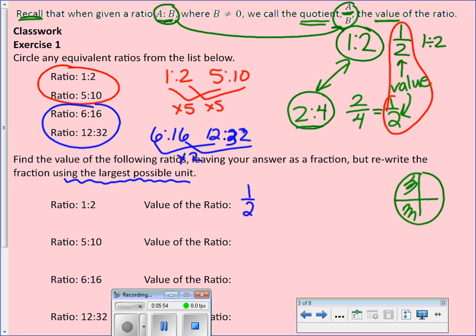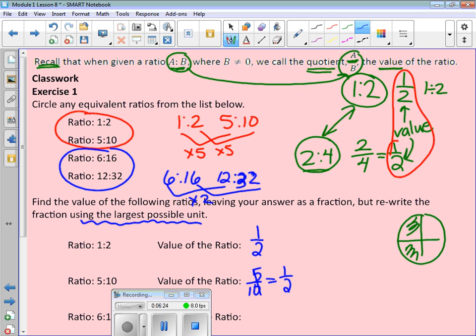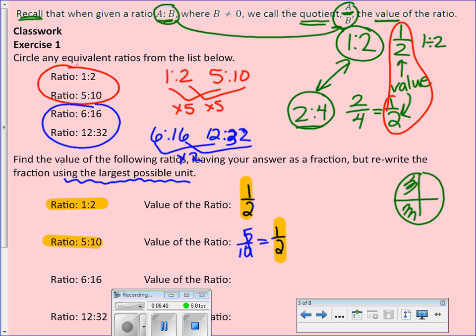So now, what is the value of the ratio of 5 to 10? How do we write the value? As a fraction. So what is my fraction for 5 to 10? 1/2. Oh, you just jumped right ahead. It's 5/10, but that's not how we want to write it. We want to write it as 1/2. But wait a minute. I can see that they have the same value. So if they have the same value, those must be equivalent, which is what we set up here. Let's take a look at the next.